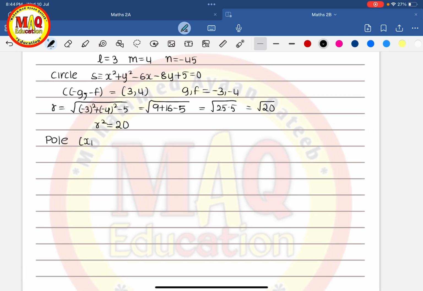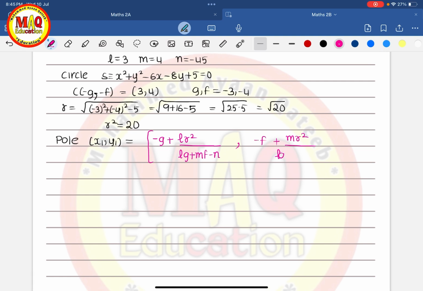Pole (x1, y1) equals the formula, you should remember: (-g + l r² / (lg + mf - n), -f + m r² / (lg + mf - n)). This is the formula. Now substitute the values.